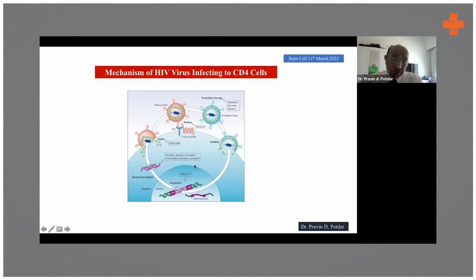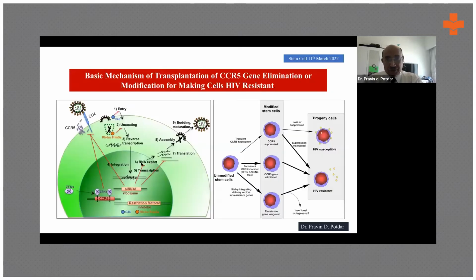But the problem is that this is a lifelong treatment which we want to terminate now. In such a situation, by using the stem cell concept, the virus will not enter into the CD4 cells. So we have to make that particular cell so that it can prevent HIV. So this is another basic mechanism I want to show here.